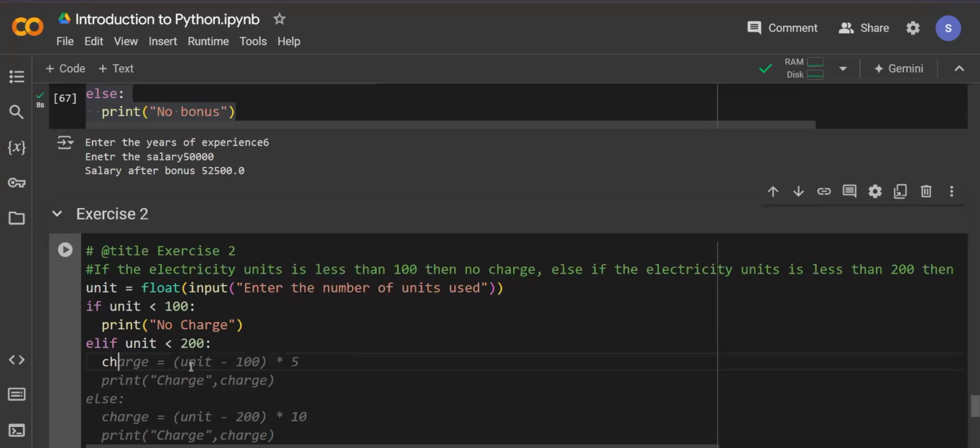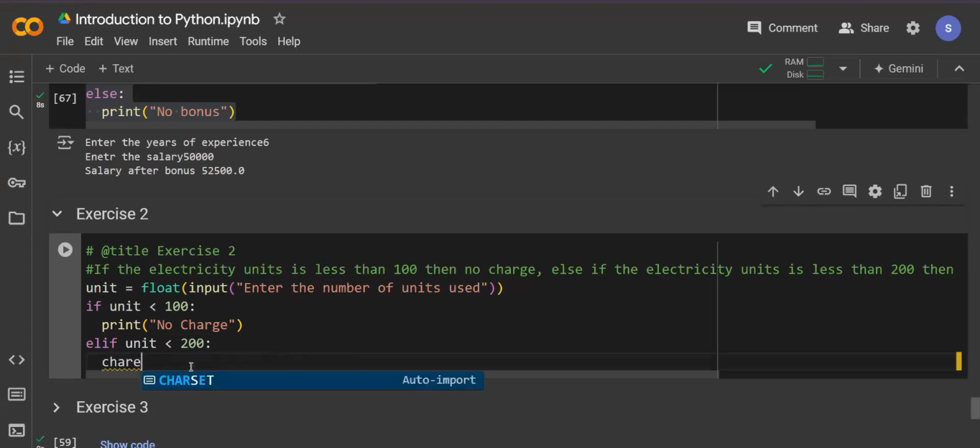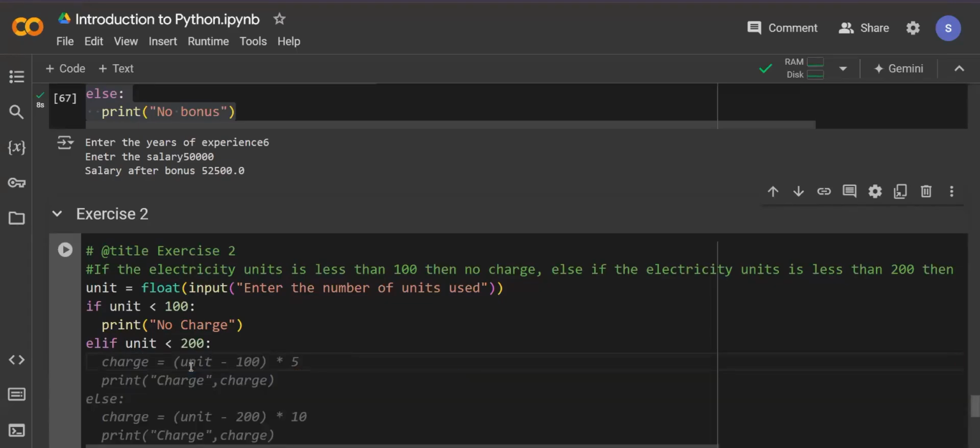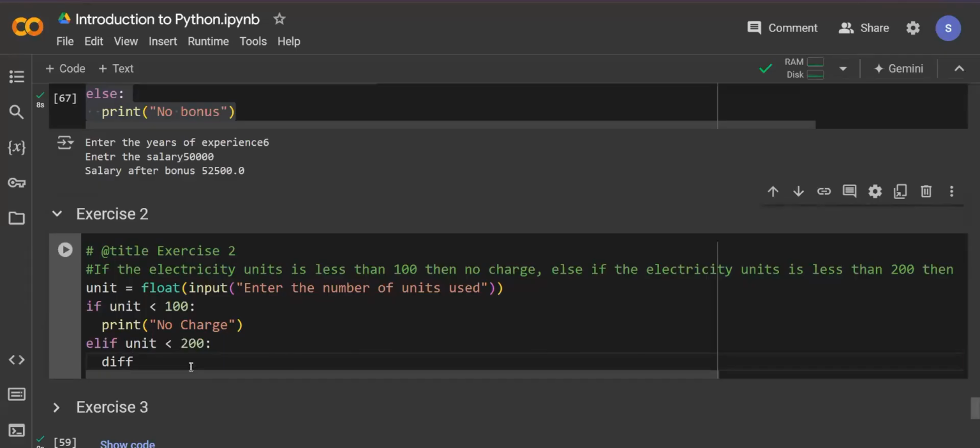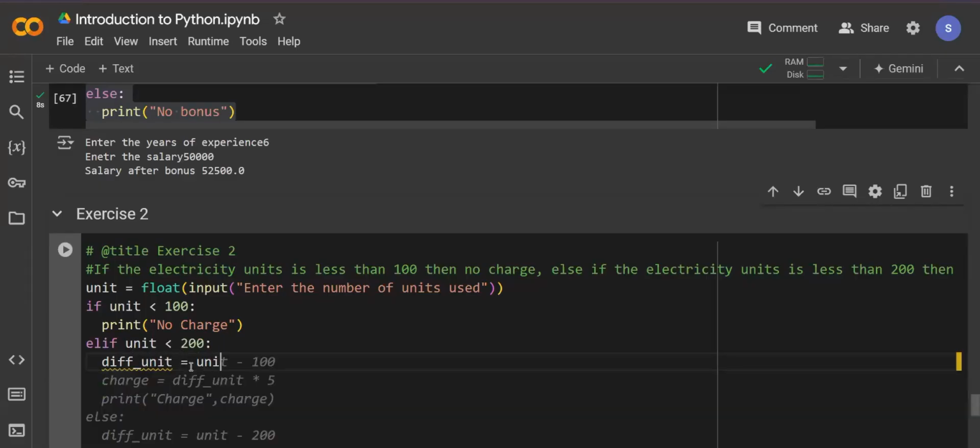So let us write charge, or you can write difference unit. Difference unit is equal to unit minus 100, because the first 100 doesn't have any charge. That is the reason. Next, now let us write the charge. Charge is equal to difference unit multiplied by 5.